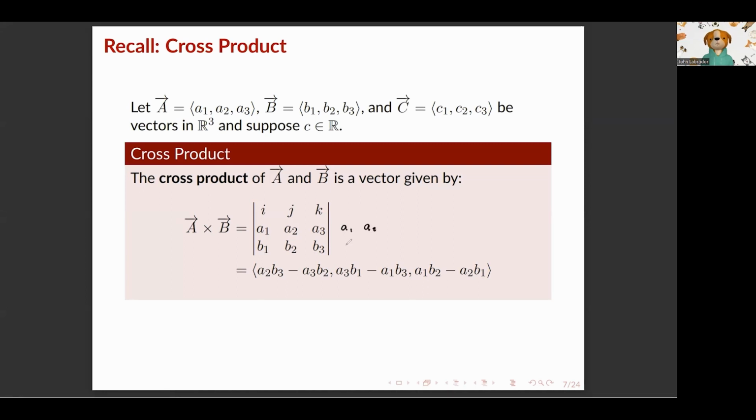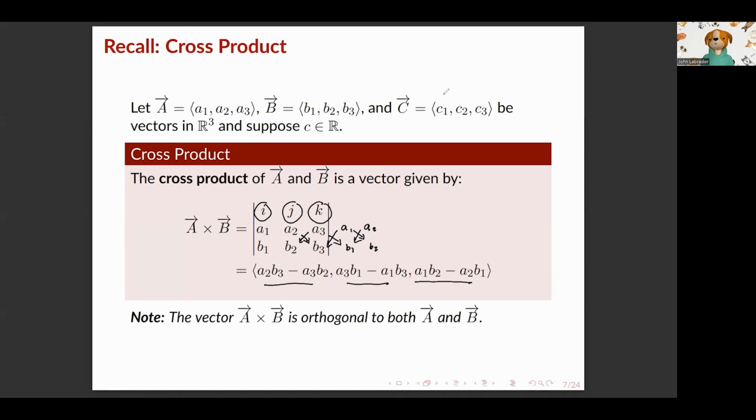We can extend the components of A and B here. For I, we have A2, B3, and if we go in the opposite direction, it is negative. We have A2, B3 minus A3, B2. For J, we have A3, B1 minus A1, B3 right here. Lastly, for the K or the Z component, we have A1, B2 minus A2, B1. So this vector right here, A cross B, is orthogonal to both vector A and vector B.